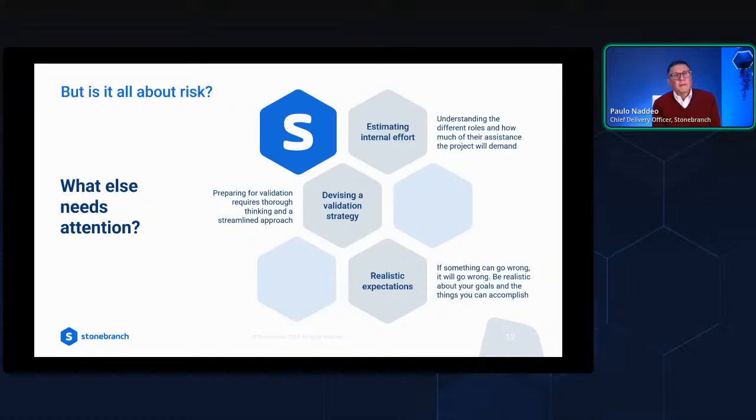Okay, so is it all about risk? Not really, right? There are lots of other activities that you will need to carry out. One of them is estimating the internal effort, right? You need to understand what types of roles you are going to engage with, how much of each one of the profiles you need engaged. And this can be more or less depending on how your internal workload automation tool is structured. Some companies will have a full team that implements the workflows and manages the operation of the tool. Other companies will have the design and implementation of the workflows delegated to the application teams and have only an operational team that runs the tool in production. So all this needs to be taken into account.